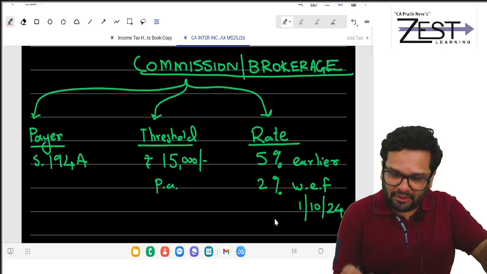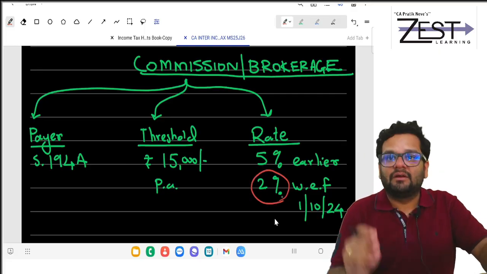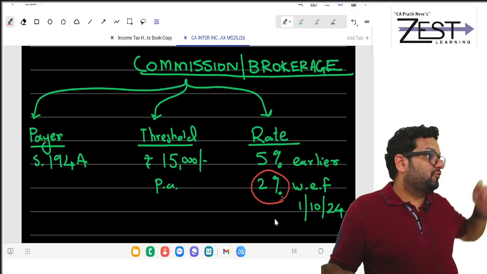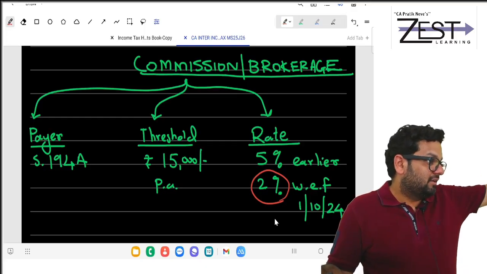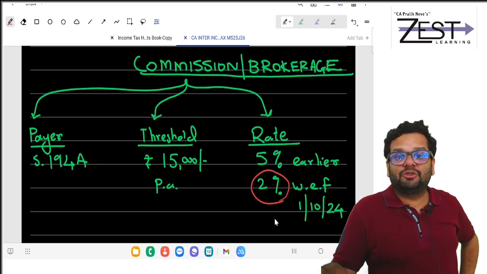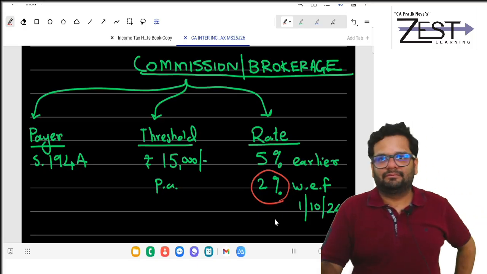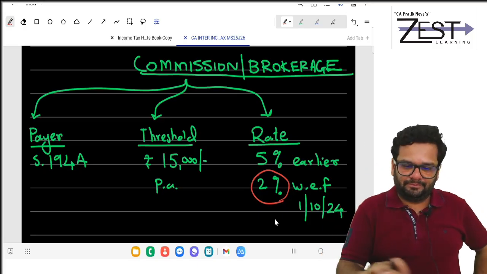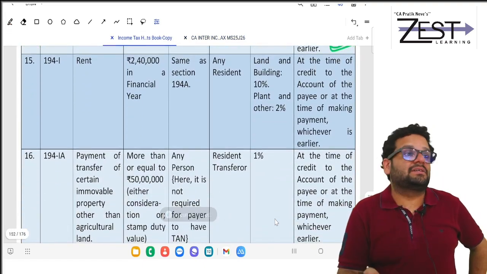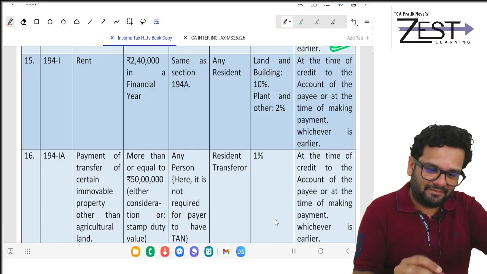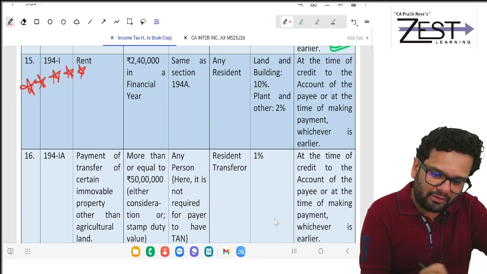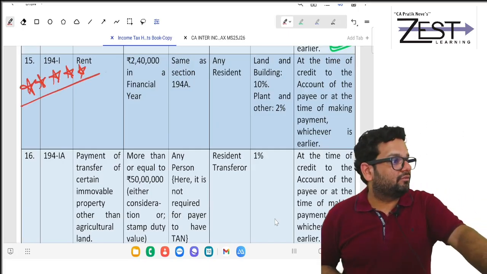This might become important. So what you will do, you will check when tax is to be deducted. If you find the date of deduction is till 30th September, you will deduct at 5%. Otherwise, you will deduct at 2%. We don't have the possibility of 8. Give 5.